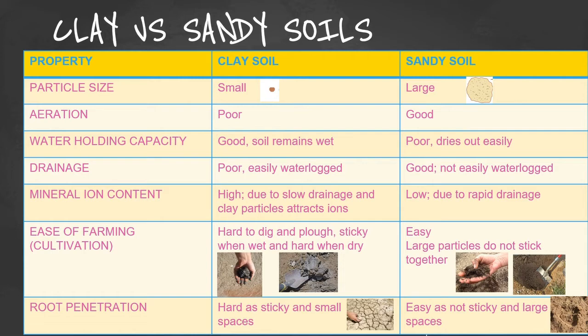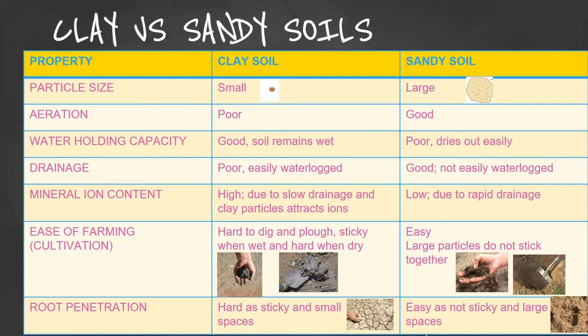Drainage. So drainage in clay soil is pretty poor. And if we think about a strainer in the kitchen, and we think of a strainer with larger air spaces, that is going to drain the water from your food quickly, versus a strainer with smaller air spaces is going to take a longer while. So the drainage in clay is pretty poor because of the smaller air spaces.